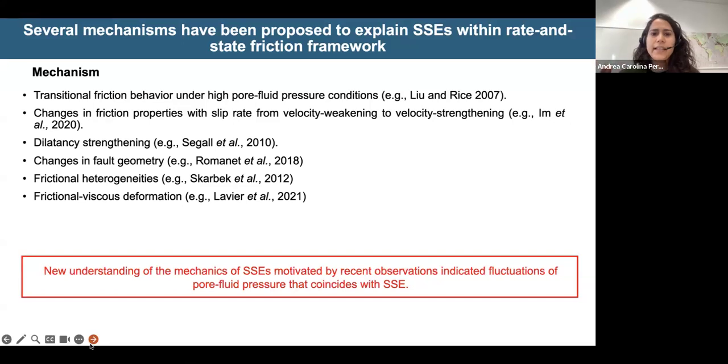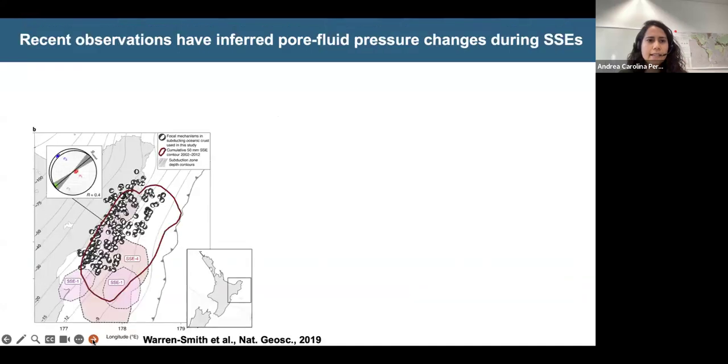There's a new understanding of slow slip event mechanics that has been motivated by recent observations that indicate that pore fluid pressures actually vary over time during slow slip events. And I want to take some time to explain some really amazing observations that were made along the shallow Hikurangi margin, along the east coast of the North Island.